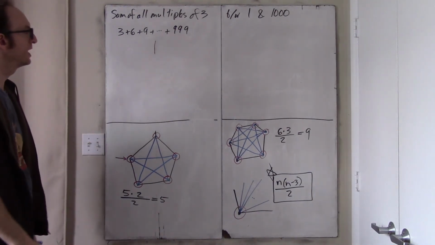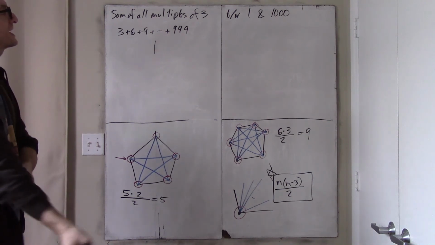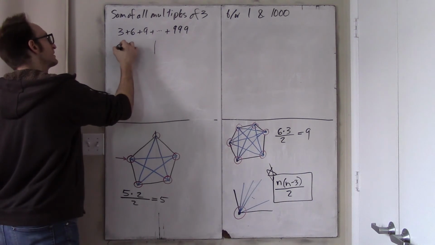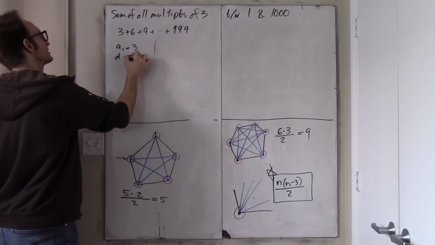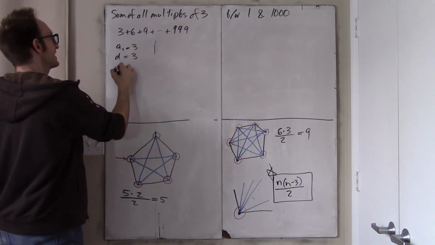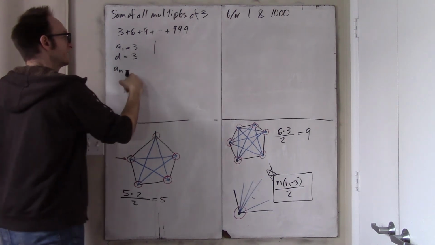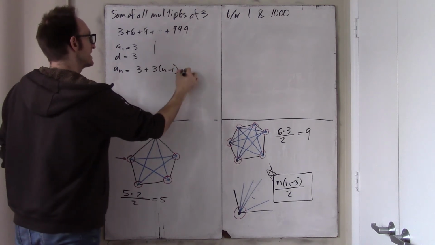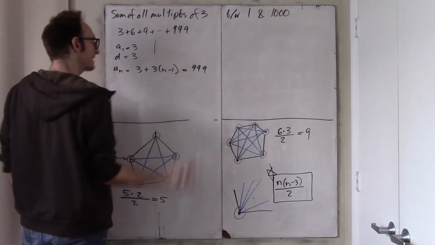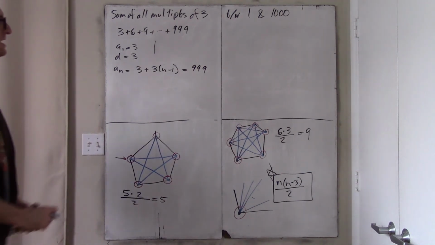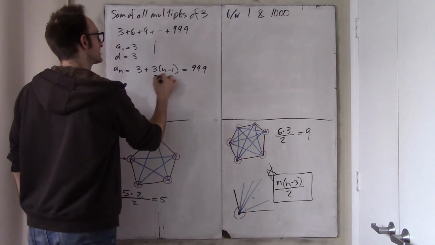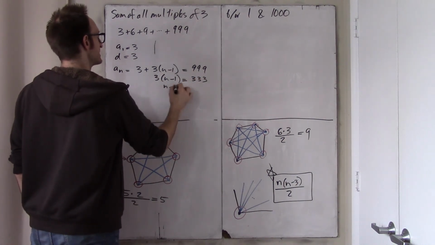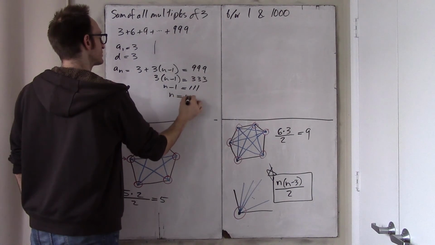Alright, so this whole problem just boils down to: what is 3 plus 6 plus 9 all the way up to 999? Okay, so a very organized way to do this would be to figure out what term this is. If the first term is 3 and d is 3, then the nth term will be the first term, 3, plus n minus 1 times 3, and that's supposed to be 999. This is a little bit over the top, but let's just finish it off. So that's 333, so n minus 1 is 111, so n is 112.